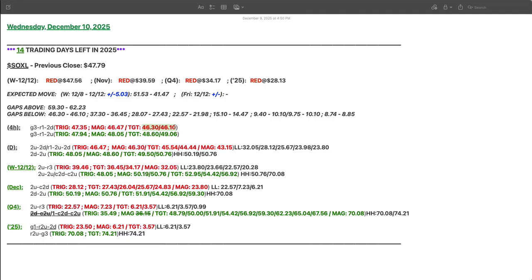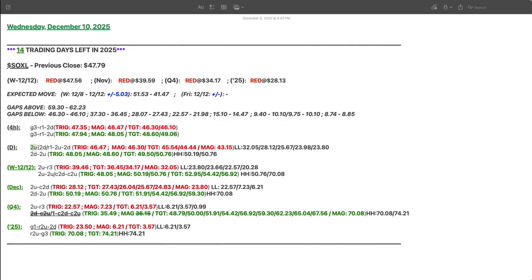And we've got the extended targets here with the top of the gap and the gap close, right? If we go to the upside, again, not a lot of magnitude. We still get a reversal of a continuation of a 3-1-2 up, triggering at 47.94. Again, magnitude only being 48.05, so not a lot there. But if we do get moving, we've got the extended targets of 48.60 and 49.06 out there.